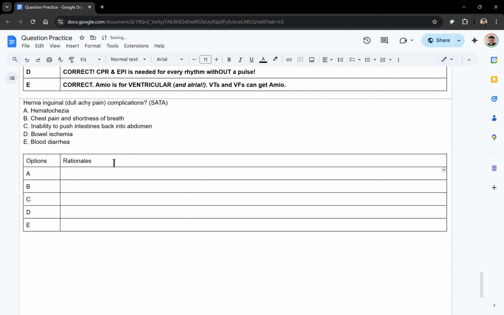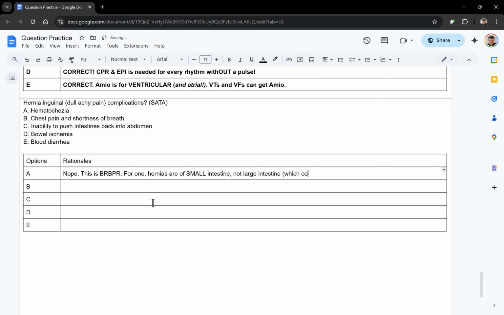So what's hematochezia? Is that related to hernias or not? That's a nope. Why is that a nope? Because it would take time. This is bright red blood per rectum, right? And again, hernias are, for one, hernias are of small intestine, not large intestine.